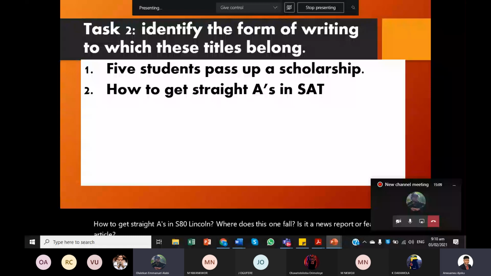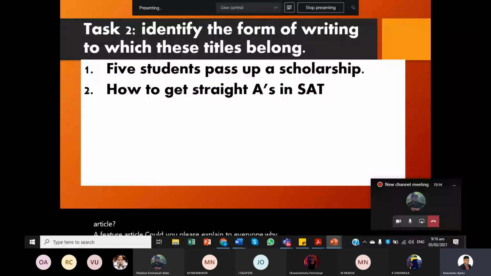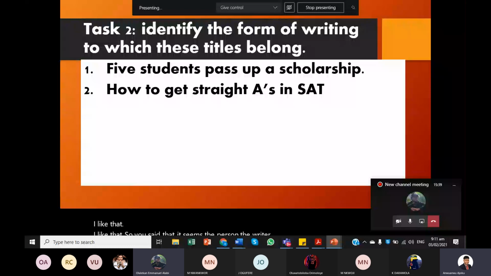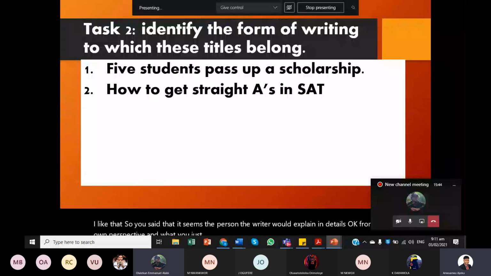Feature article. Could you please explain to everyone why this one should fall under a feature article? The title seems like the author's gonna explain something from his own perspective or use his own opinions in it, which is of a feature article. I like that. So you said that it seems the writer would explain in details from his own perspective. And what you've just said is in consonance with what that man said in the video. Thank you so much for that.